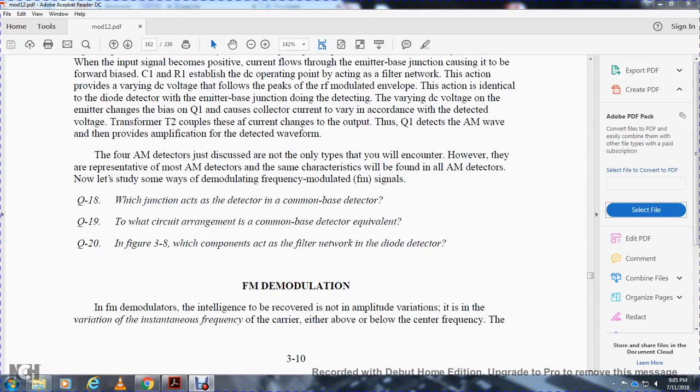All right, frequency modulation demodulation. In frequency modulation demodulation, the intelligence to be recovered is in the variation of the instantaneous frequency of the carrier, either above or below the circuit center frequency.